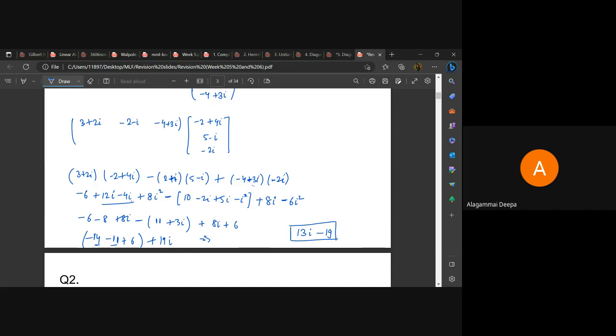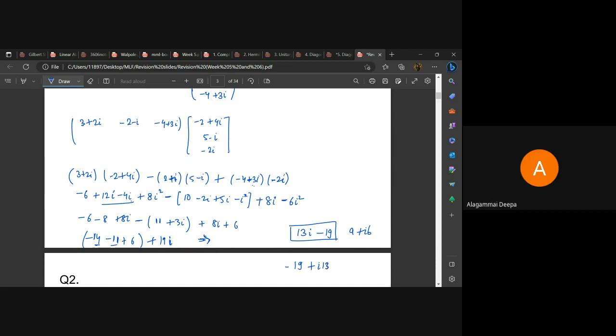Ma'am, we shouldn't write like i is equal to 1. No, i is not 1. I mean root minus 1. I square is minus 1. Okay. So if you want to write it in the form of a plus ib, you can write this as minus 19 plus i times 13.